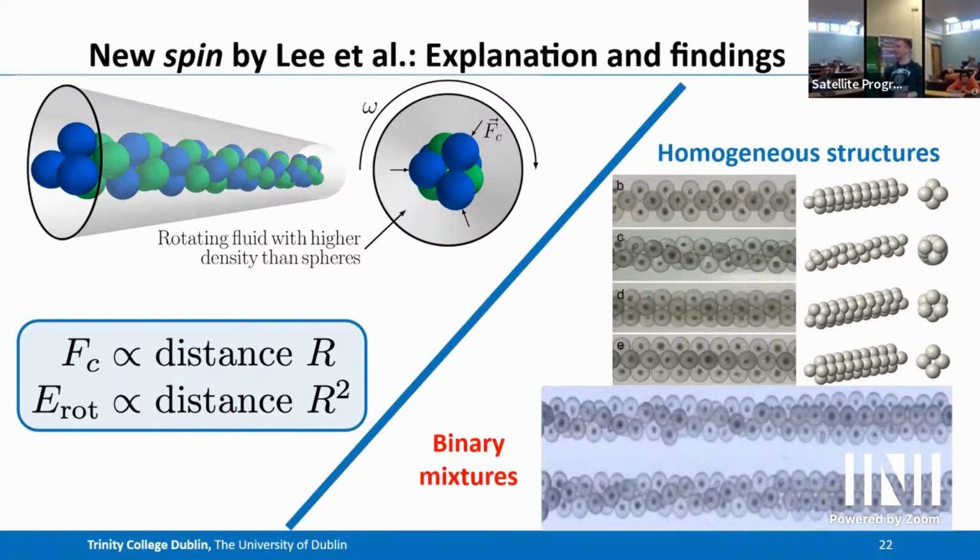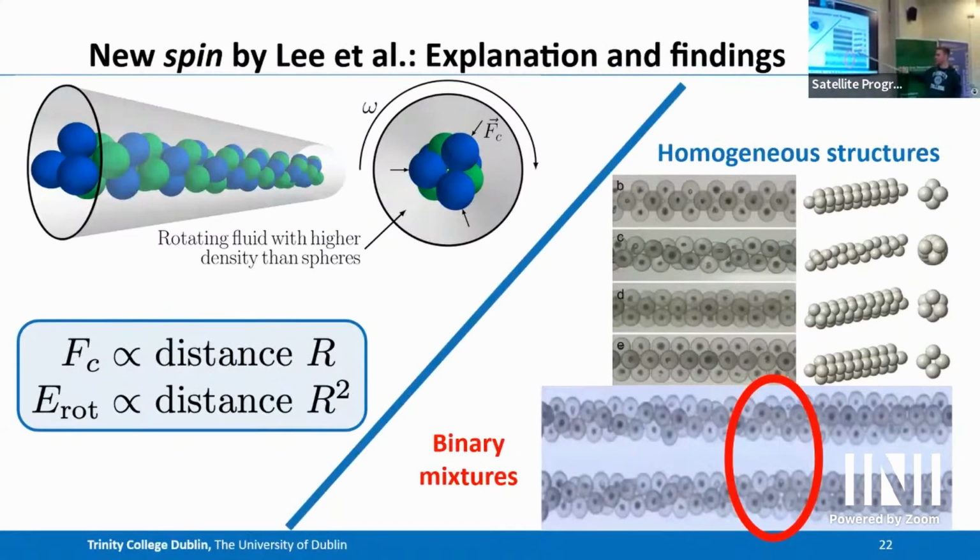So let's look at the mechanics, what's happening in this experiment first. They place these spheres, and the spheres have a lower density than the surrounding fluid, and that way the fluid is pushed outwards and the spheres are pushed inwards. If you leave the system alone and don't rotate it, the spheres would just float on top of the water. What you see here is a centripetal force pushing the spheres towards the center, proportional to the distance r, and a rotational energy that goes with the distance r squared. They then observe these homogeneous structures at certain rotational speeds and number densities, or these binary mixtures.